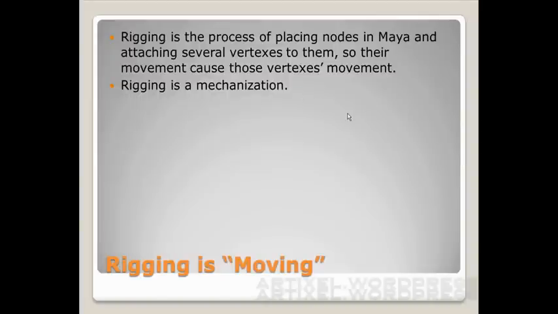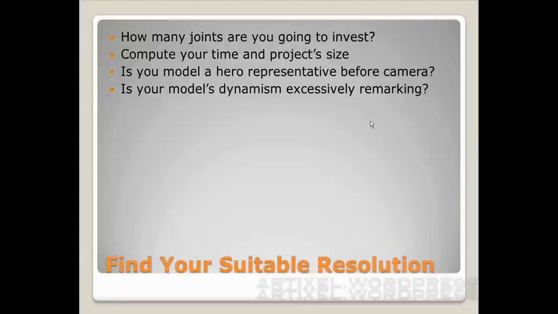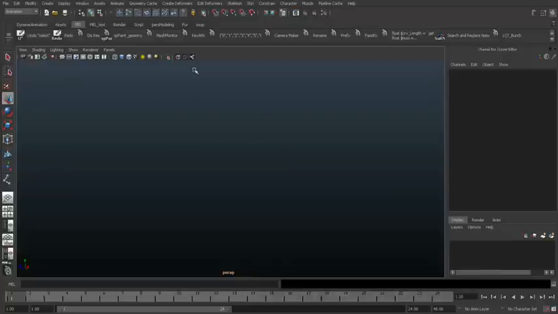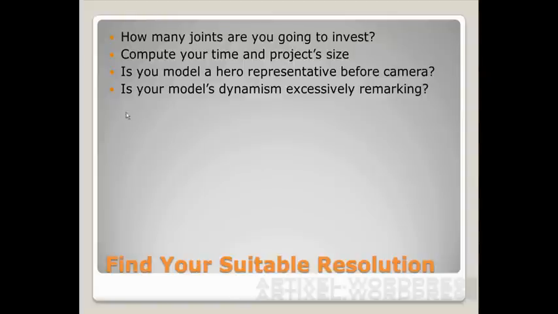Rigging is mechanization. Mechanically, we are making some relationships in a geometry, and as I have already mentioned, there are several transform nodes, and those nodes are labeled as joints, and a collection of joints makes a mechanical movement possible. That mechanical movement then will move geometry. Okay, let me go and explain this very important part.